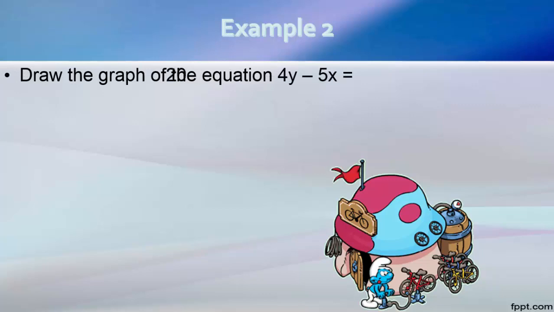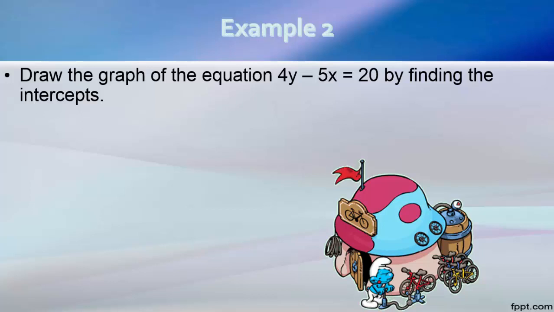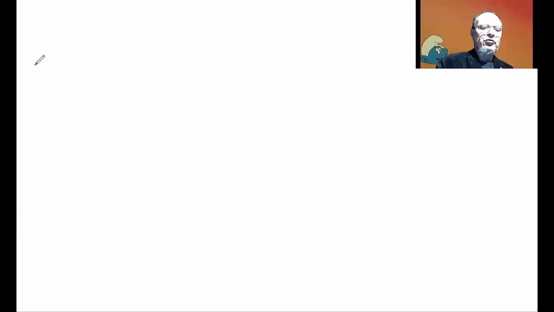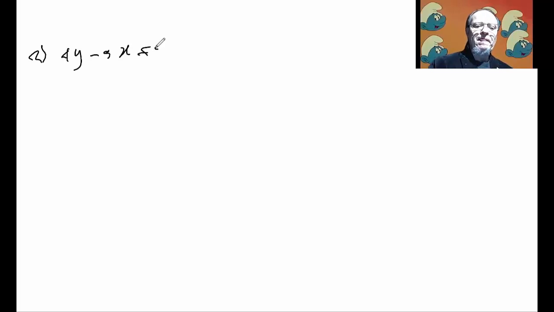Example 2, we're going to graph the equation 4y minus 5x is equal to 20 by finding the intercepts. So let us go over to the whiteboard and work this out. In example number 2, we are asked to graph the equation 4y minus 5x is equal to 20.